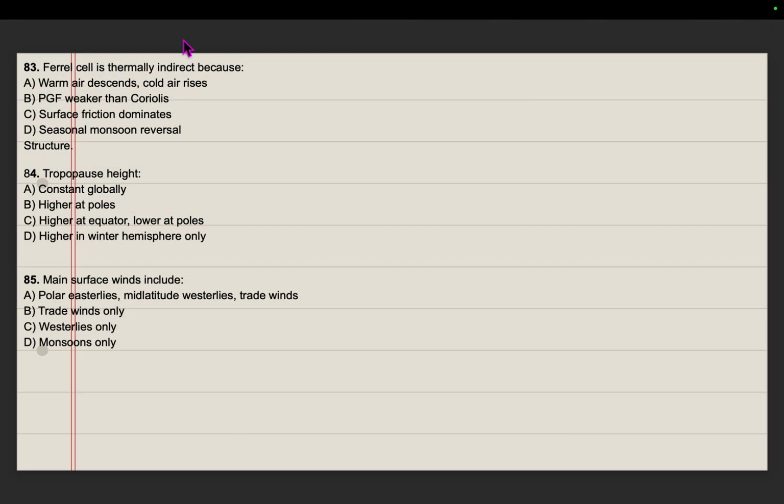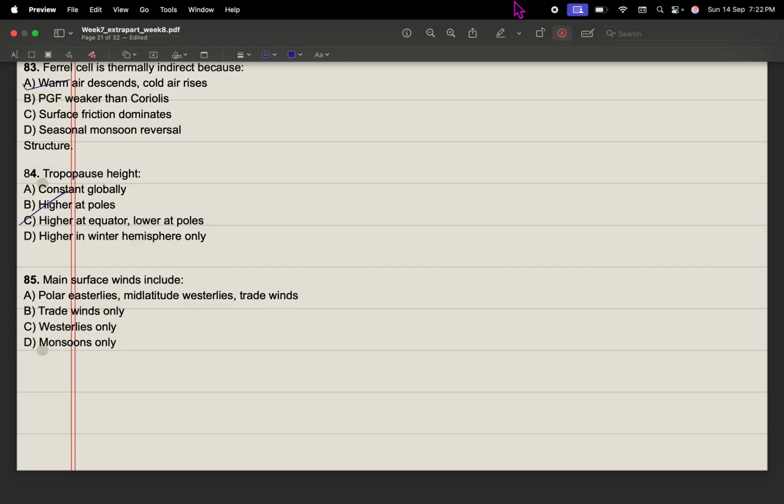And next 83, Ferrel cell is indirect because the warm air descends and the cold air rises. Yes, this option is correct. 83, option A is correct. 84, tropopause height is constant globally, higher at pole, higher at equator, lower at pole, higher in the winter hemisphere only. Option C. Yes, 84, option C is correct.